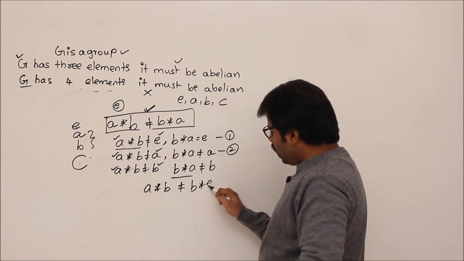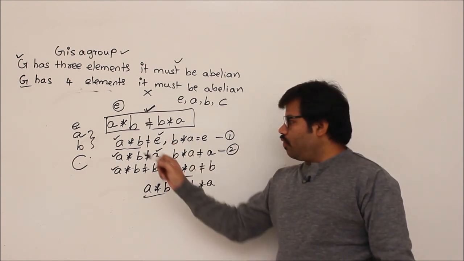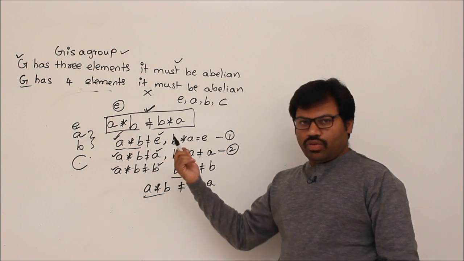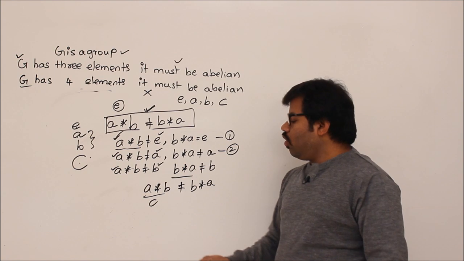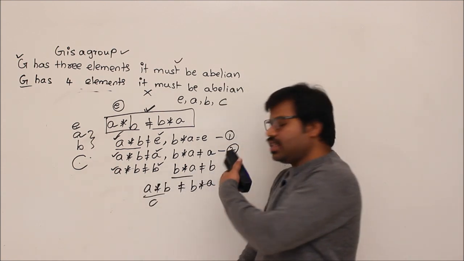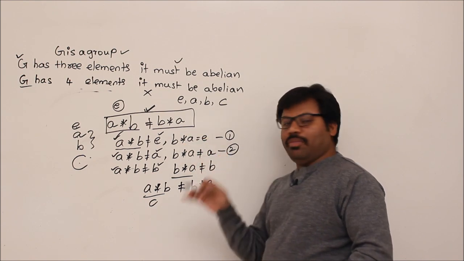Still you want to argue? Yes. Then you tell me what should be A star B. E, sir? No, we cannot have that, already proved. B, no. A, no. Then A star B must be C. Okay, fine, A star B is C. Then what about B star A? B star A is again C. It cannot be E, cannot be A, cannot be B.